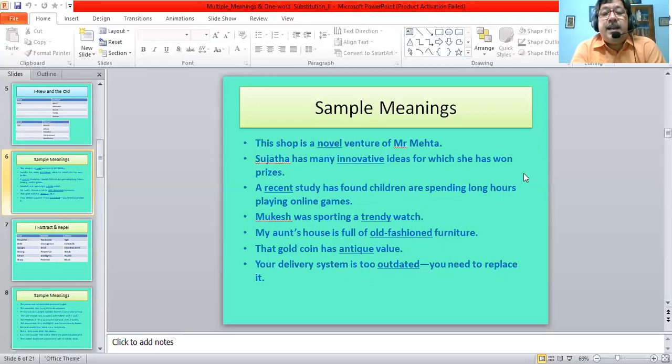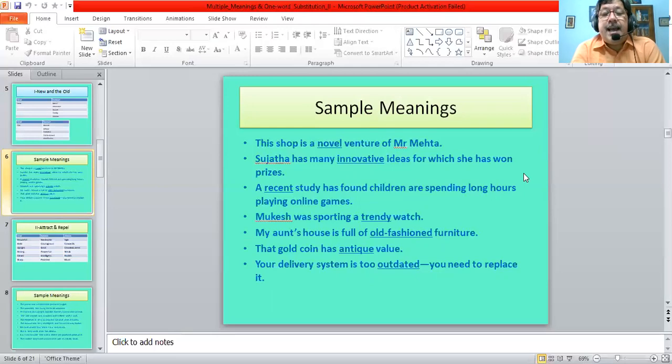Mukesh was sporting a trendy watch. So that means the watch is new and it is fashionable. My aunt's house is full of old-fashioned furniture. So the house is full of antique furniture or old-fashioned furniture.